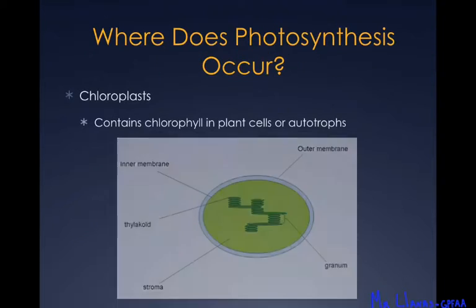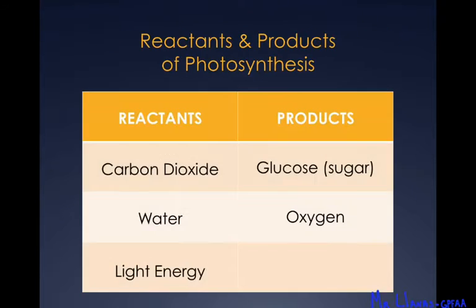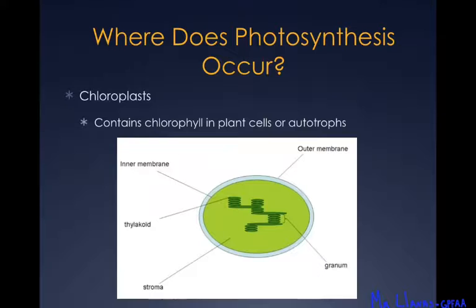Now, this process happens in the chloroplast. We talked about the chloroplast, and the chloroplast is green because it has chlorophyll. That's the pigment that's there. Now, inside the chloroplast are structures called thylakoids. These are the pancake structures that you see here. Okay, those are the thylakoids, and that's where photosynthesis actually happens.